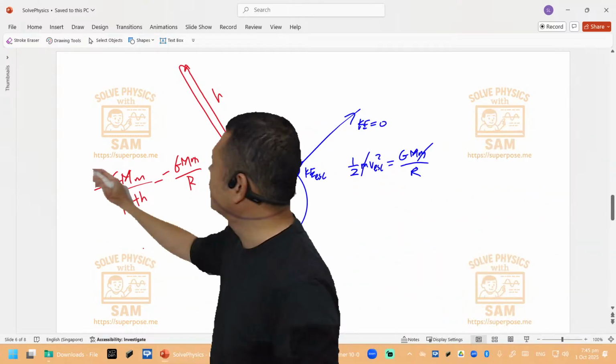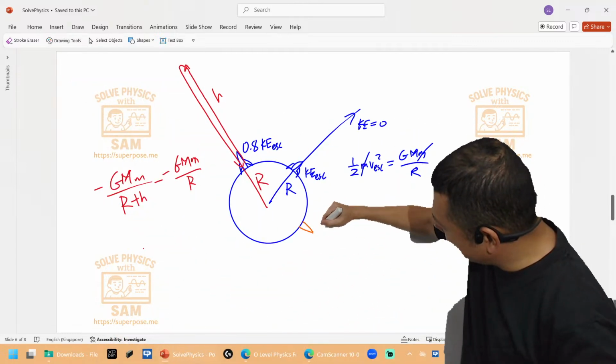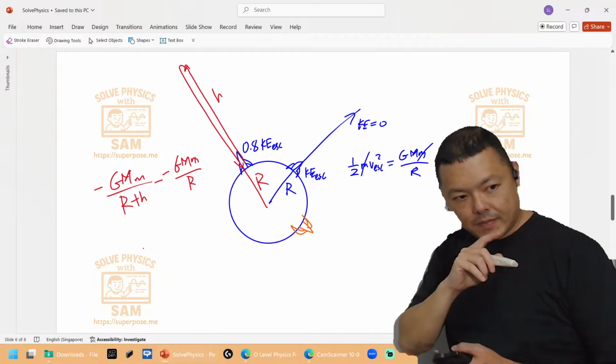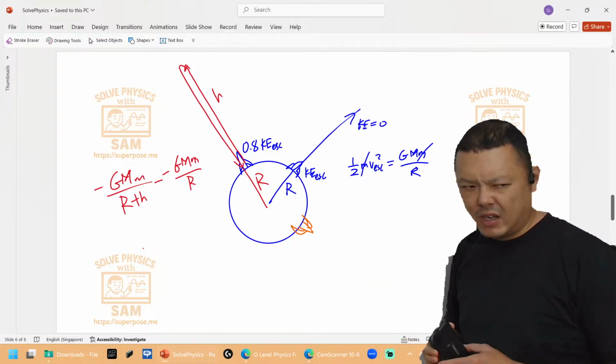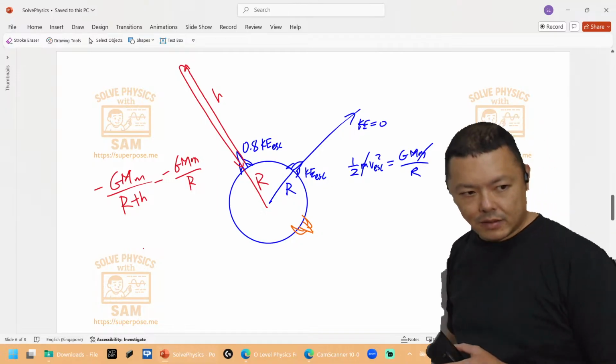How about orbit? Let's say you want to orbit a satellite. Let's say we draw a satellite here. I want this satellite to orbit around Earth. Right? Do I give it the escape KE? No. If I give it the escape KE, this guy will fly away to infinity. I don't want that.